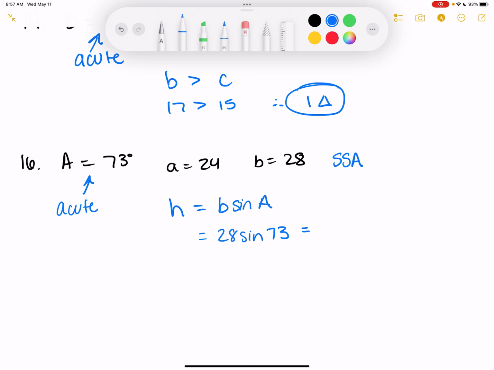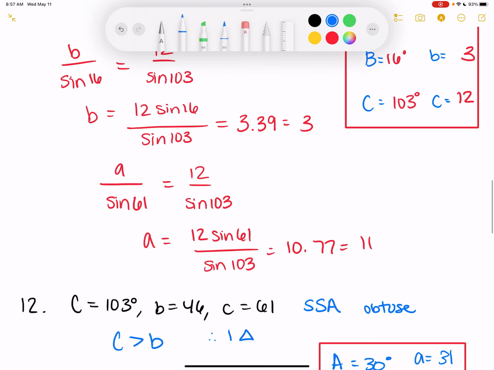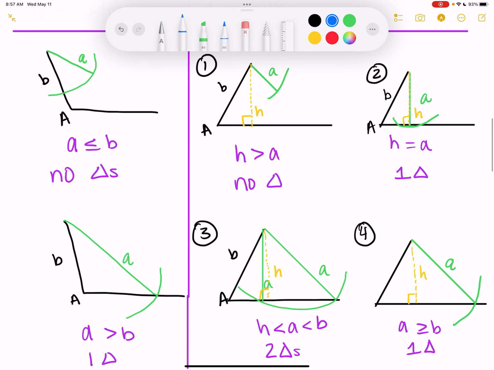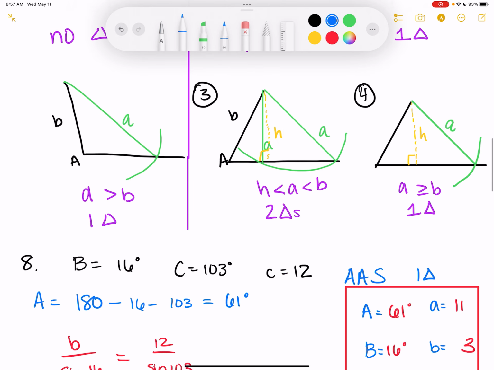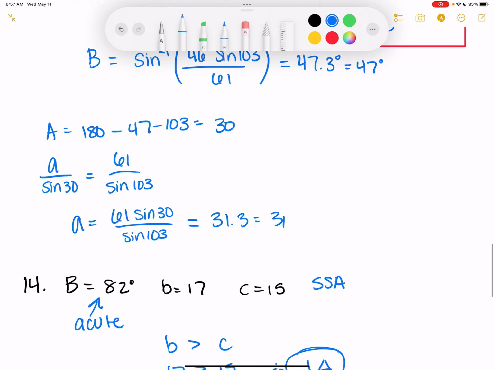Okay, 28 sine 73 is 26.7, 27. Okay, don't round H. Sorry, I didn't specify that earlier, but when you're doing H, don't round, because sometimes if you round, it's going to give you false information. So it'd be 26.8. So H is greater than A.